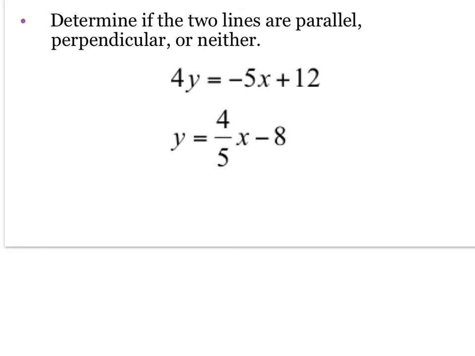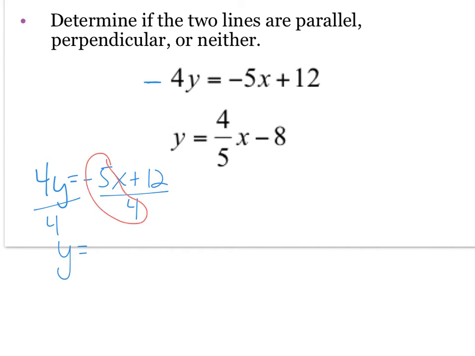Here's another example to look at. In the first line, we have 4y equals -5x plus 12. And to isolate the y, we're going to divide both sides by 4. So y is going to equal, distribute it here, you get -5/4 x, and distribute it here, you'll get plus 3.